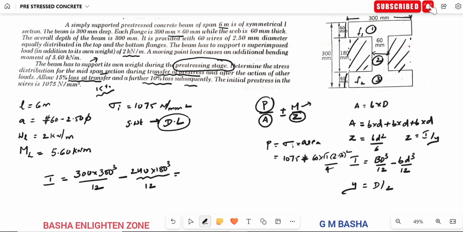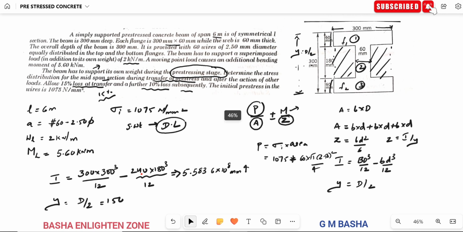If you simplify this one, how much will you get? Please simplify in your calculator and take down the exact value. You will get 5.583 into 10 to the power of 8 mm power 4. And again I told you, maximum distance y value will be equal to capital D by 2, which is exactly at the center. So y value will be equal to D by 2, which is 150.